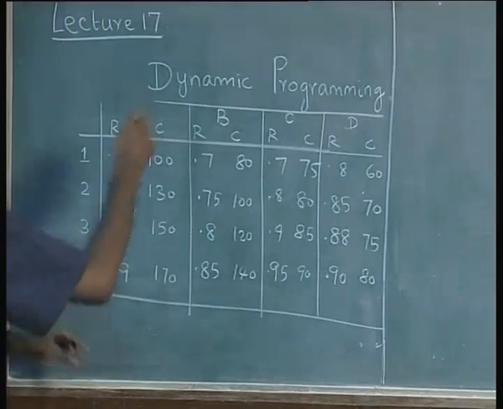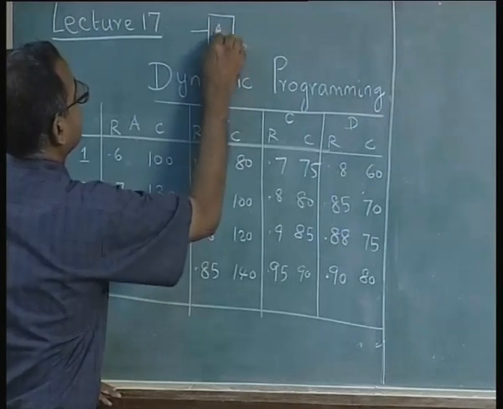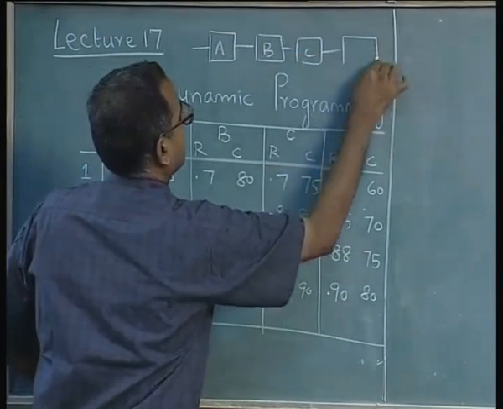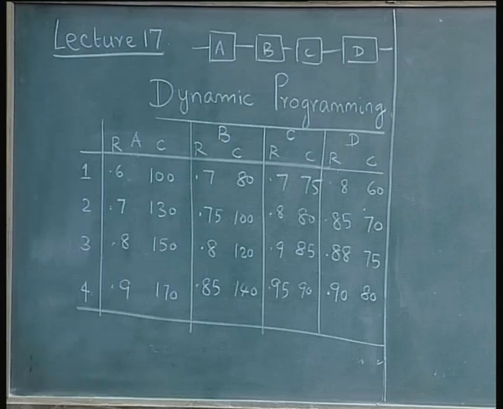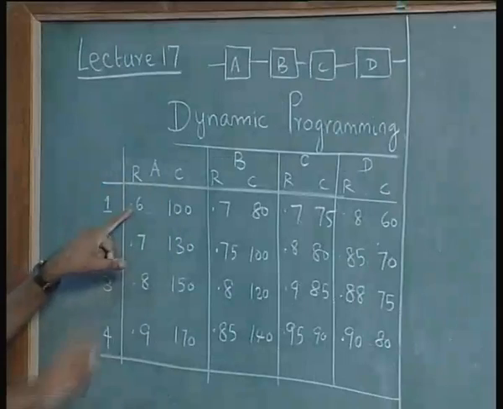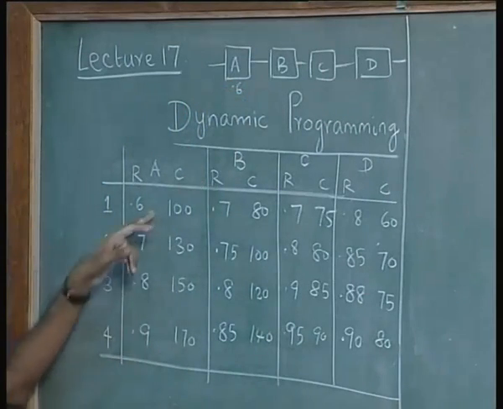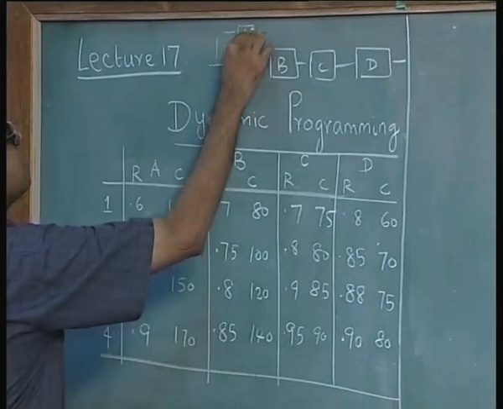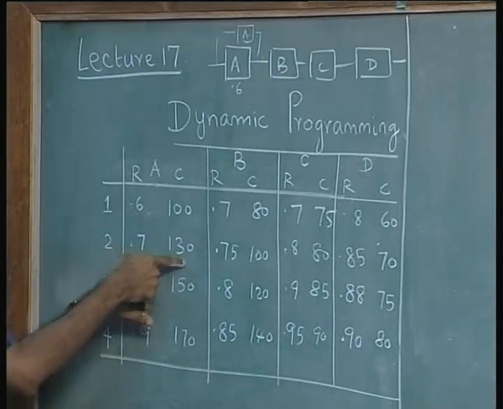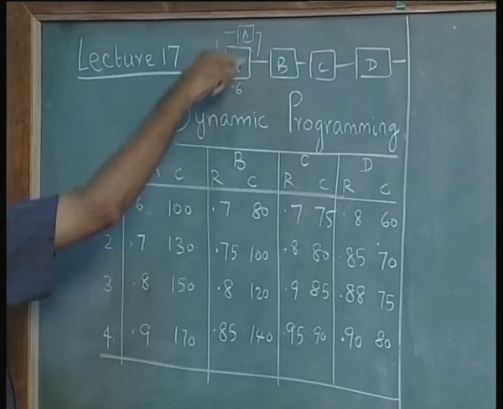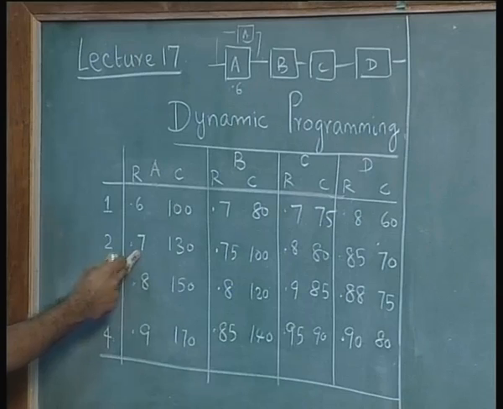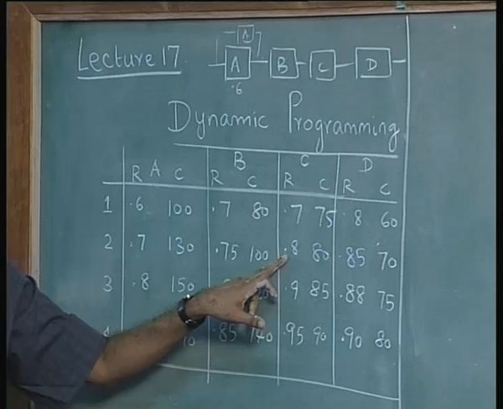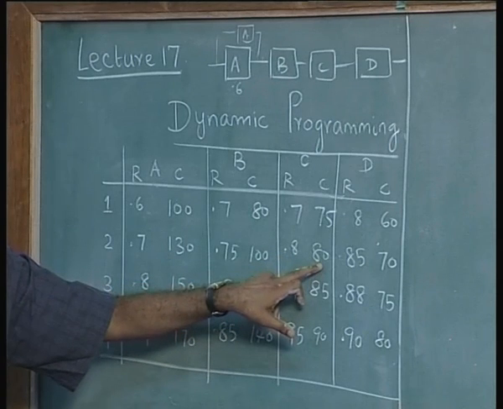For example, if we have these 4 components here, if I have only one of A, I get a reliability of 0.6, I have to spend 100 rupees. If I decide to add another one of A here, then I would have to spend 130 and the total reliability of this A alone will be 0.7 and so on. Similarly, if I decide to put say 2 of C, then I get a reliability of 0.8 and the cost is going to be 80.